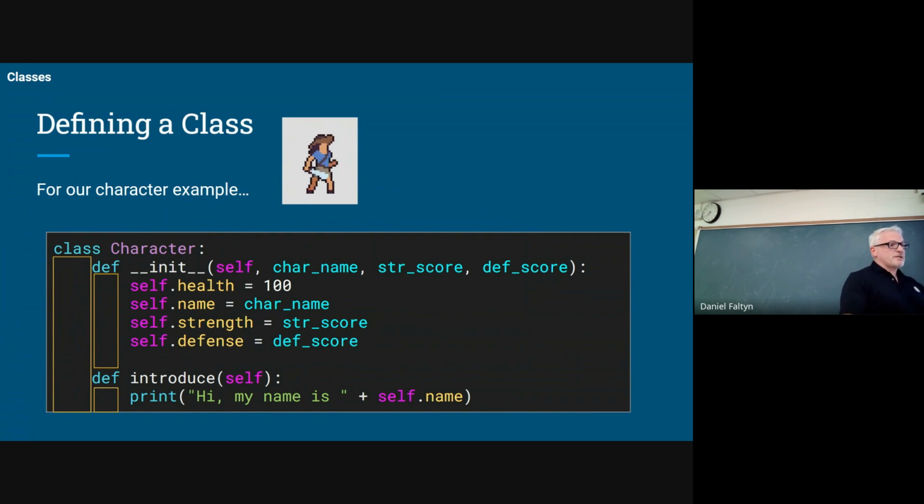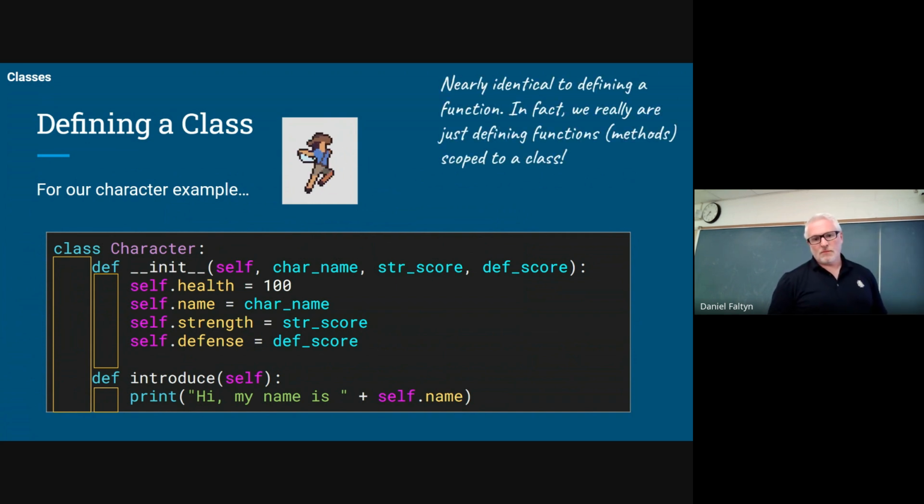If I want to have a special behavior on my class, this character can introduce itself. Maybe the character could help someone else. Maybe the character could fight someone else, right? So I have these functions. Well, in this case, this function just prints out, hi, my name is whatever. This is a little bit special, self.name. Well, that's my name. When I was constructed, what name was I given? And that's what we'll print out here. So again, nearly identical to a function. In fact, this is a function.